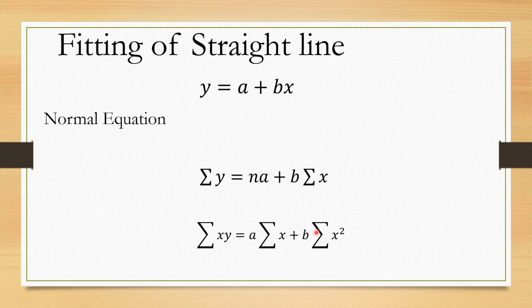Solve these two equations and get the values of a and b. So in the problems, our aim is to get n. N is the total number of data given for x and y. We require summation x, summation y, summation xy and summation x square. So 4 columns will be required to get all these summations, and then substituting all these summations in the normal equation, solving and getting the values of a and b to get the equation of a straight line.